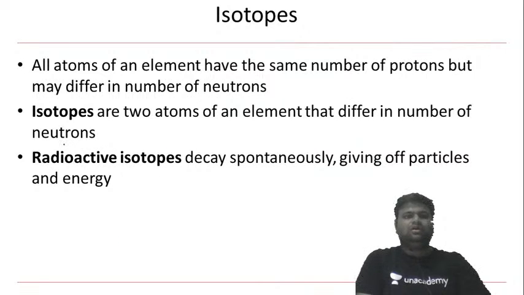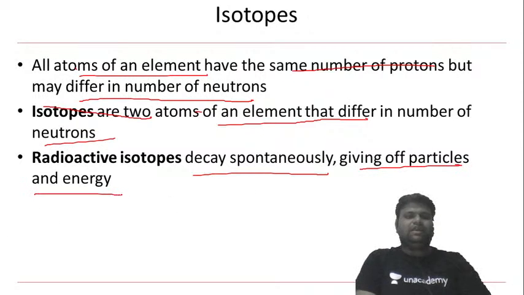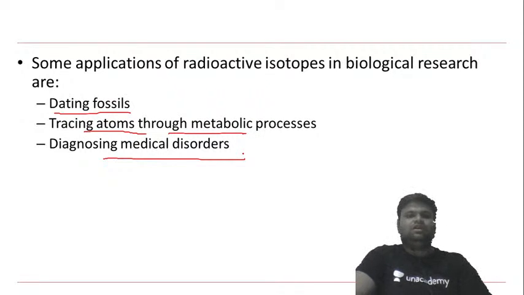Isotopes. What are isotopes? All atoms of an element have the same number of protons but may differ in the number of neutrons. So isotopes are two atoms of an element that differ in the number of neutrons. And what are radioactive isotopes? Those that decay spontaneously, giving off particles and energy, are characterized as radioactive isotopes. Some of the applications of radioactive isotopes in biological research start from dating fossils, tracing atoms through metabolic processes, diagnosing medical disorders. So these are all the applications.